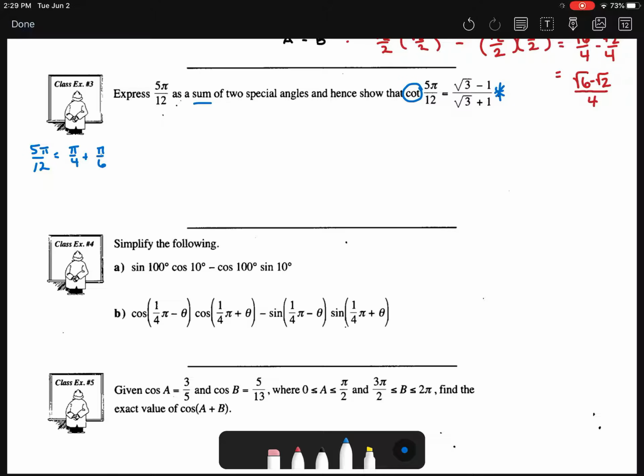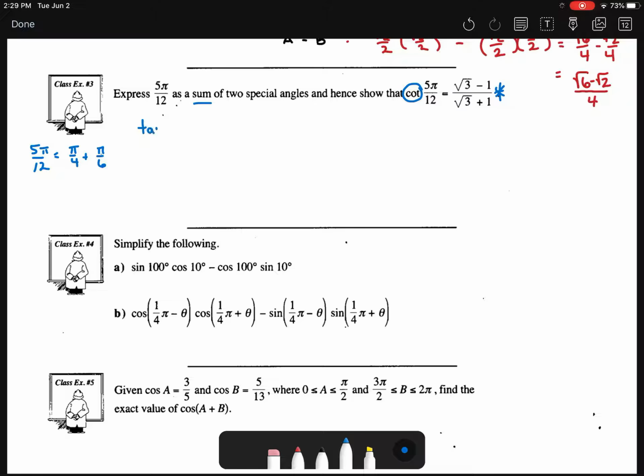Okay, so what I'm going to do is work with tangent, because that's the reciprocal of cotangent. Once I get an expression for tangent, I will go 1 over that expression, which will give me the cotangent of that angle. Okay, so hopefully that makes sense.